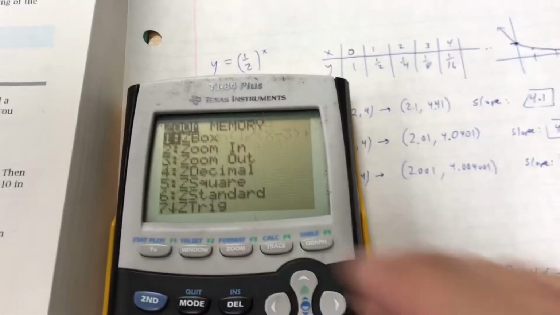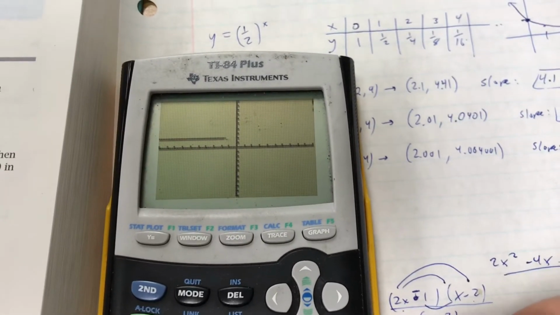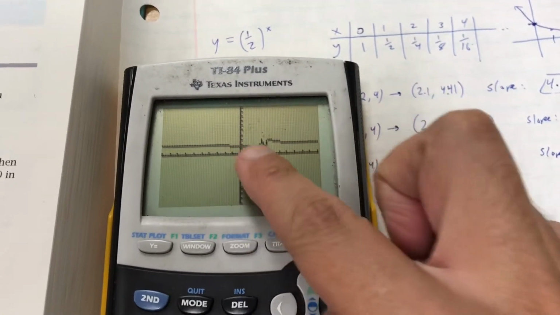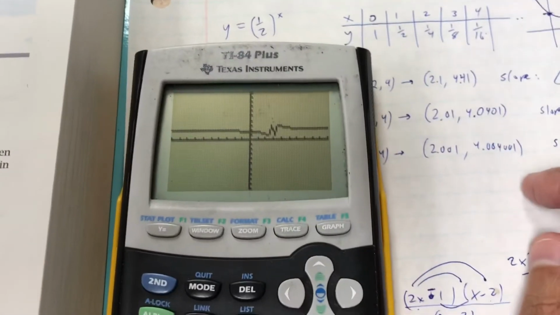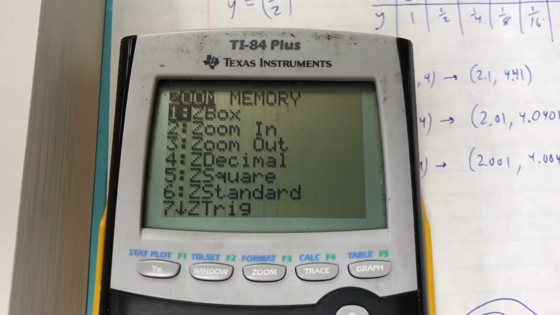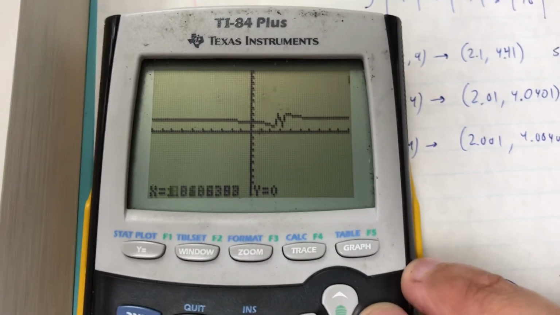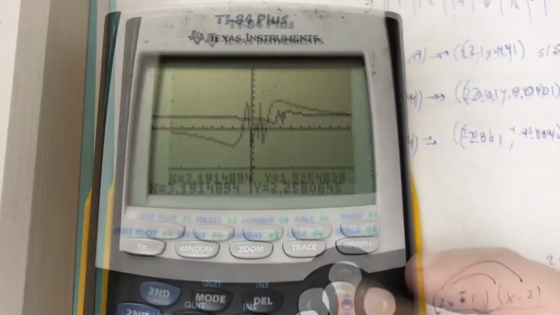I'm going to go back to a standard zoom here, 6 zoom standard. And we get a graph that looks something kind of like this. So the graph kind of dips down a little bit, then goes up, down, and then goes off. That's not real obvious what's going on here. So let's try to zoom again. We'll zoom in. And he wants us to look at that same point, 3.2. So I'll scroll over to about 3.2, and we'll take a look at it.